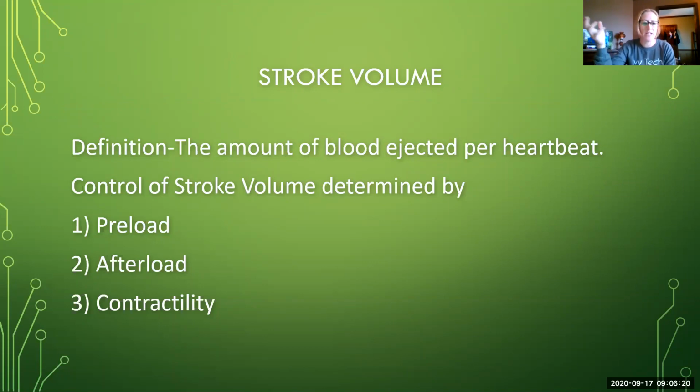And then contractility is just as the name sounds, it's the heart contracting. It's the force the heart uses to pump up against the afterload. So think of it like a balloon, with pre meaning before and after meaning after. Pre is what's filling, and after is what it's pushing up against.